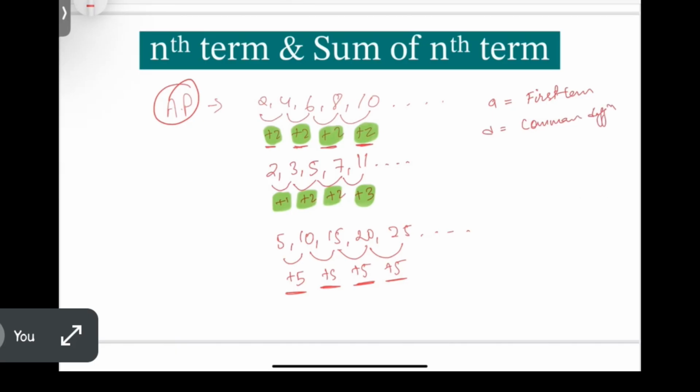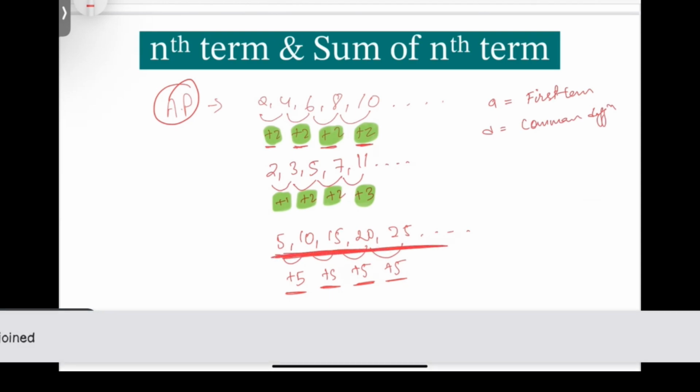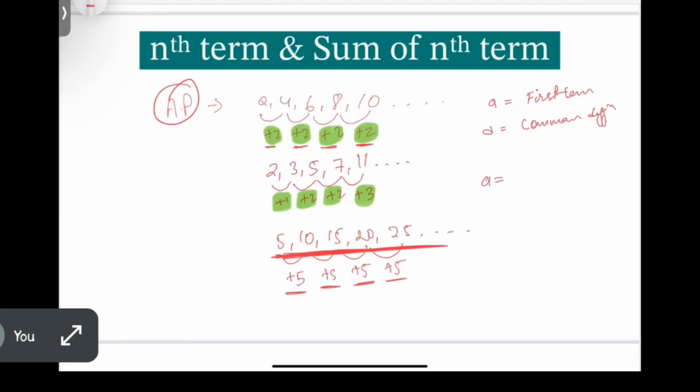So what is the first term? If you have a set of numbers, let's take this series. If I have this arithmetic progression, then a is nothing but the first term. So what is the first term here? The first term is this one, which is 5. A is nothing but the first term. What about d? D is a common difference.